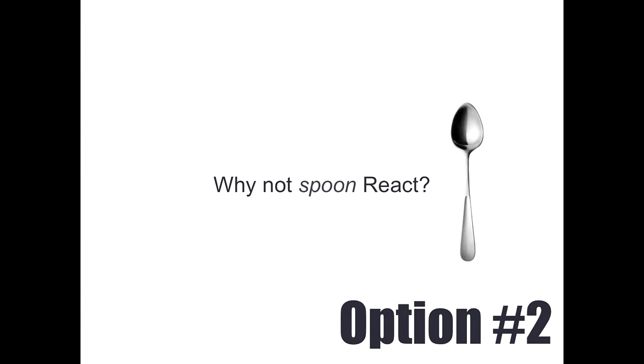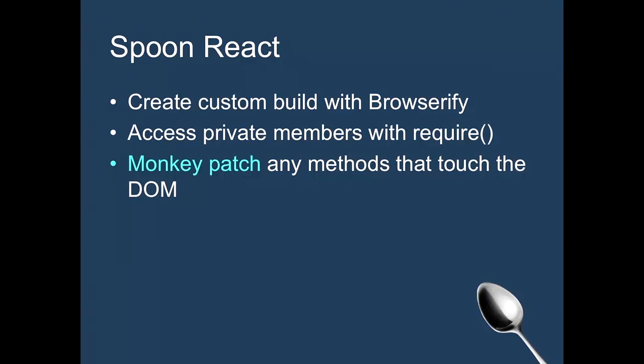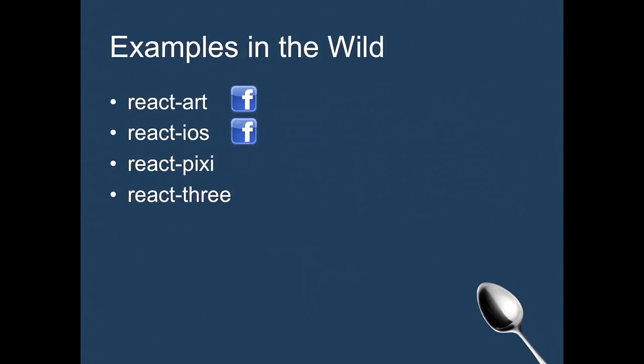So what do I mean by spoon React? Well, create a custom build with browserify. Access those private members using require, because there are still a few private members you need to access if you don't want to end up rewriting a lot of code. And then monkey patch any methods that happen to touch the DOM. This didn't actually turn out to be necessary, interestingly enough. So here's some examples in the wild that we could take a look at.